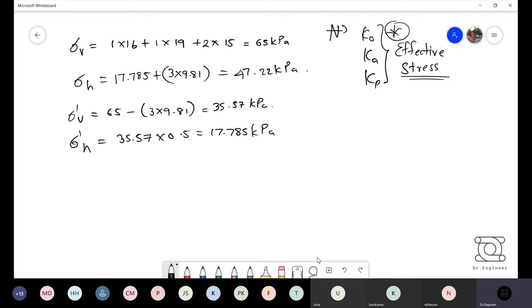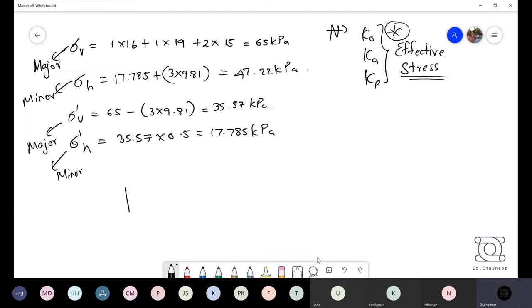So the next part is drawing the Mohr circle. Sketch the Mohr circle of the stress with respect to total stress and effective stress representing the soil element E, stating the principal values. So obviously, this is the major principal stress for total, and this one is minor. Again, similarly, this is major and this one is minor, right?